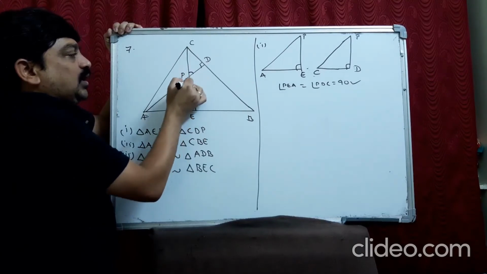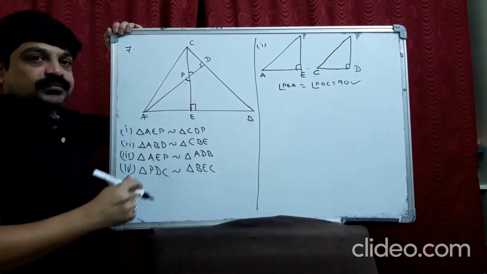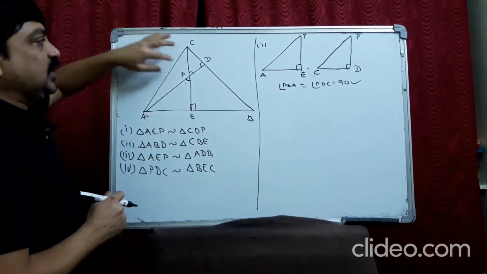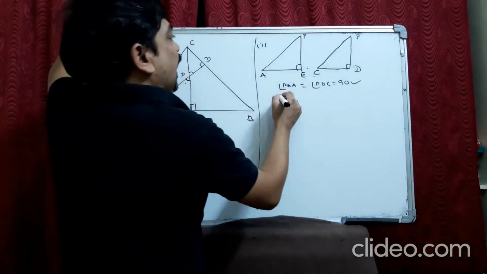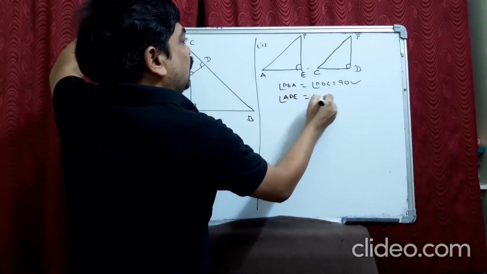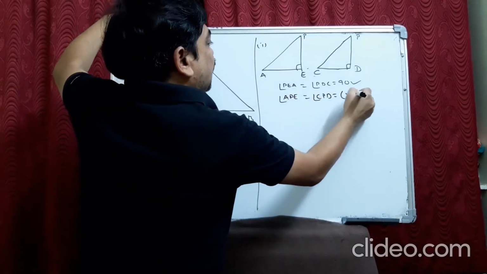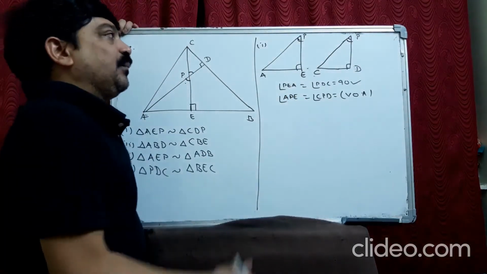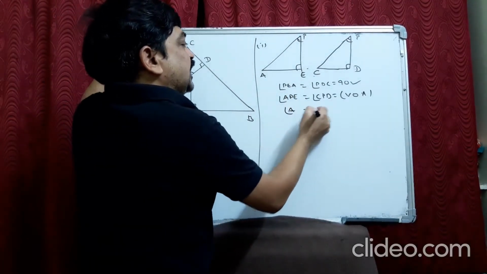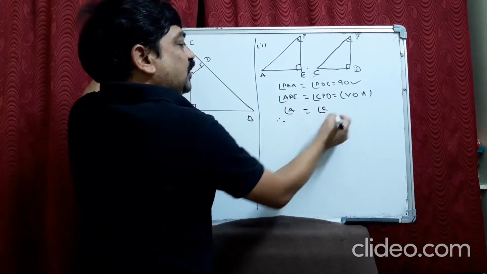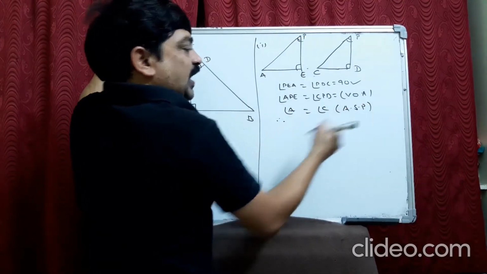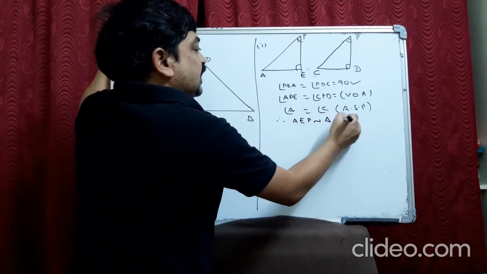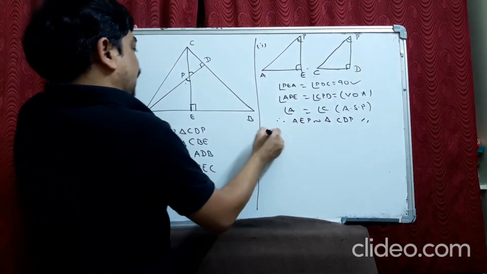The other condition is when you look at these two in triangles AEP and CDP, these two are vertically opposite angles, and these two are equal. So angle APE is equal to angle CPD, vertically opposite angles. When two corresponding angles are equal, obviously the third angle will be the same. Angle A equal to angle C. Therefore, from angle sum property, triangle AEP is similar to triangle CDP.